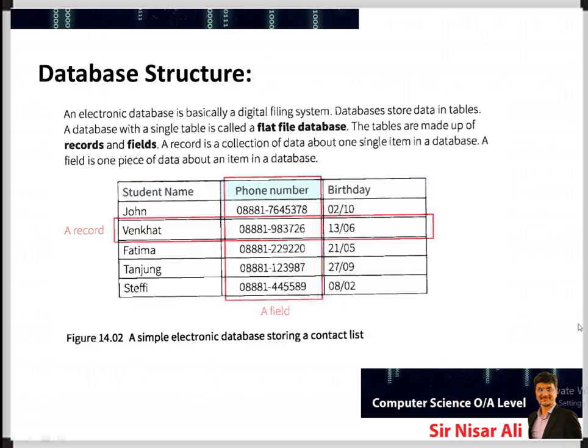Okay, so recalling the thing which we have discussed. I told you that the electronic database is basically a digital filing system, and you have seen that the database is actually the collection of fields and records. Fields are in a vertical direction, and records are in a horizontal direction. So we can say that a database is actually a collection of records and fields.